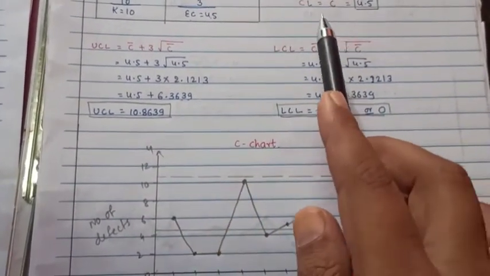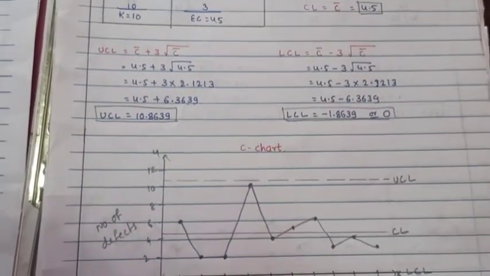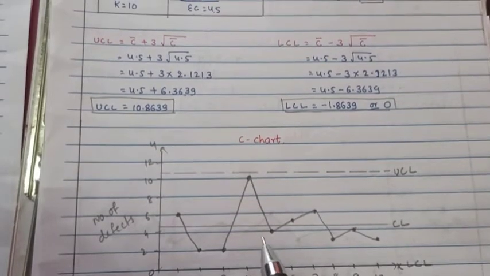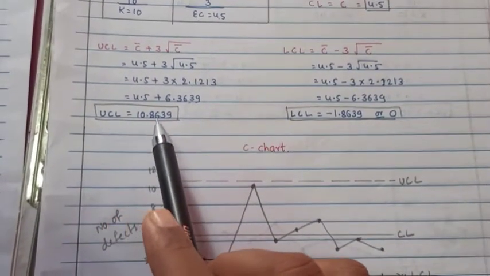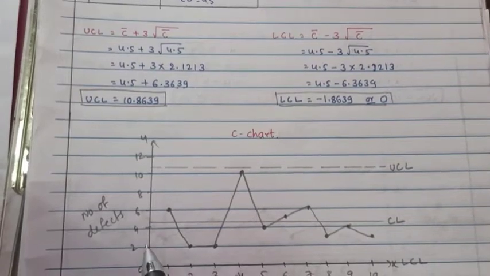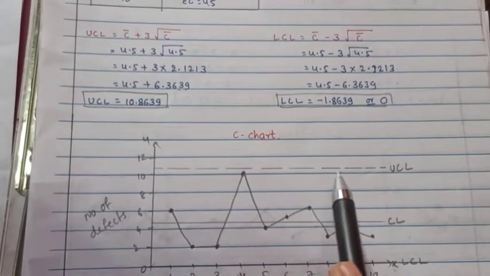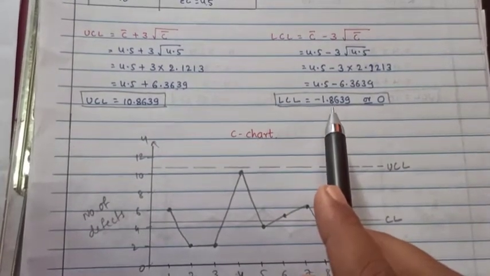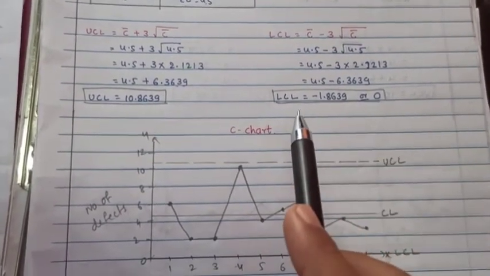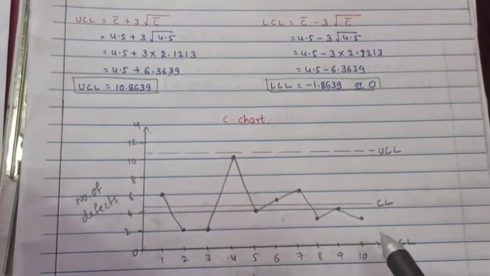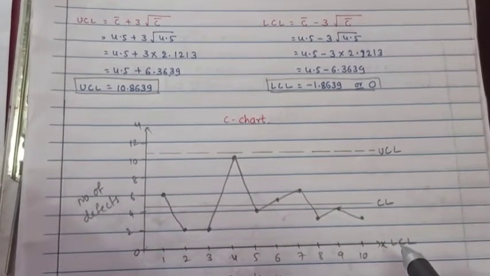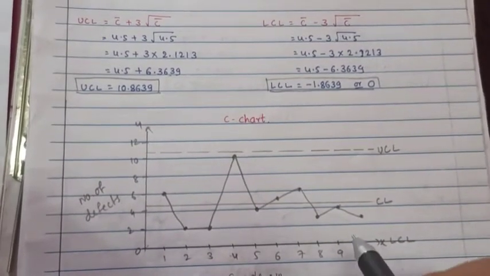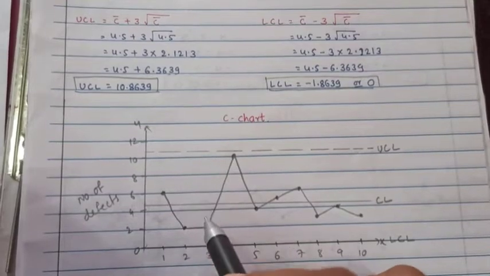Okay, then the center line is 4.5 in the problem. So we have to show the center line from 4.5, correct. Then the upper control is 10.86, or maybe 10.8. So the upper control is 10.8. Yes. Then the lower control is 0. It is coming from the minus, which means we have to treat it as 0. So on the 0 axis, the LCL, the lower control, is taken as 0. Okay, so then we have to draw these limits in the chart.